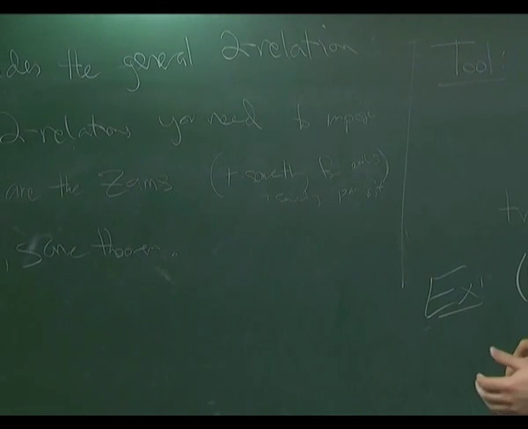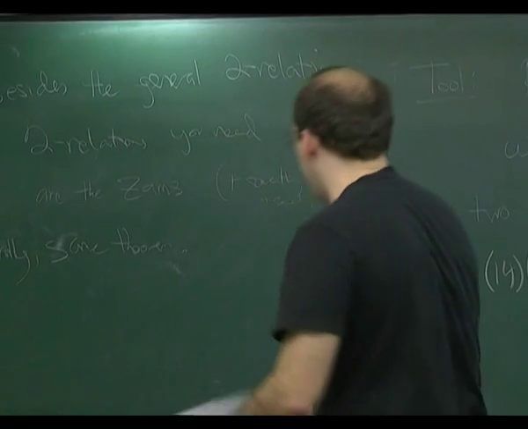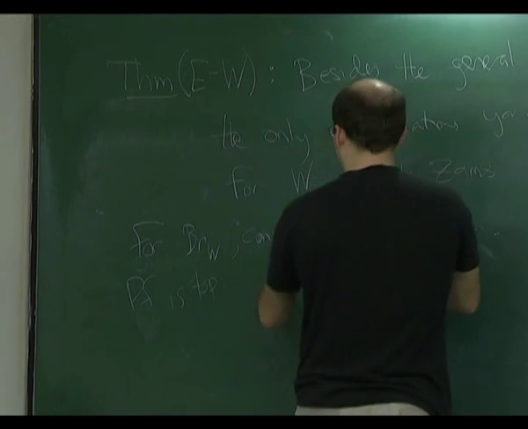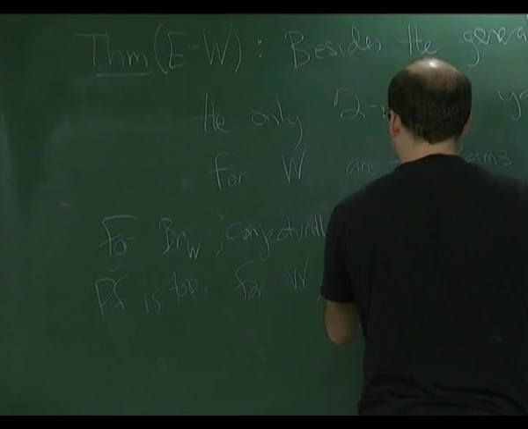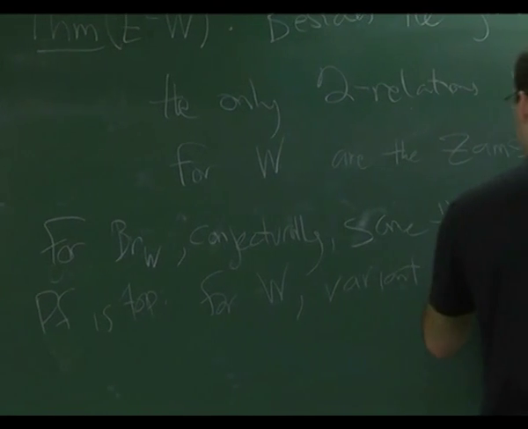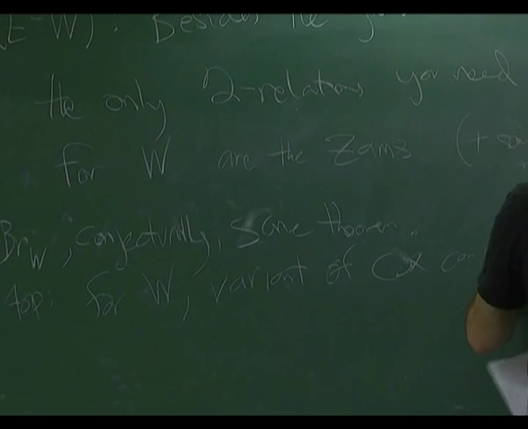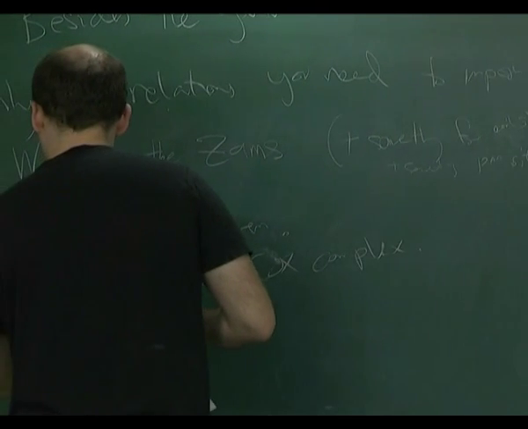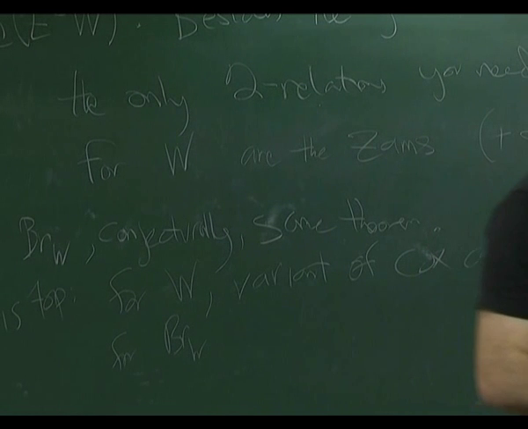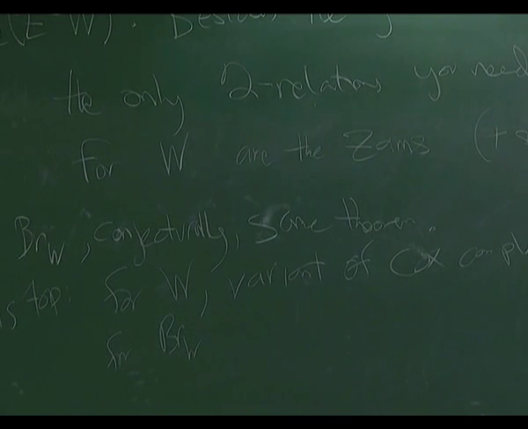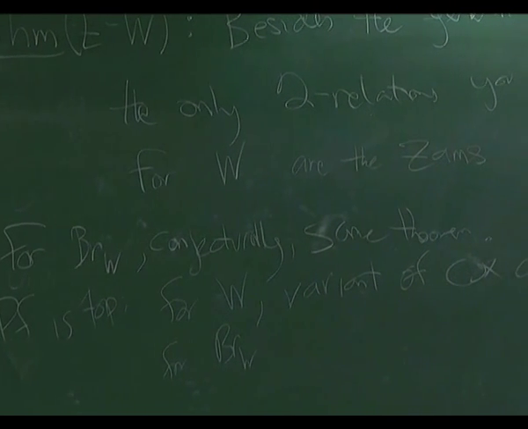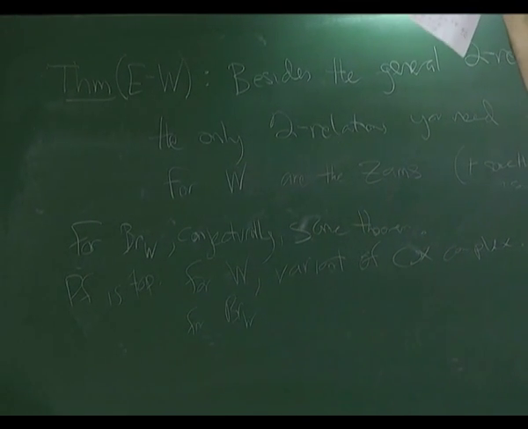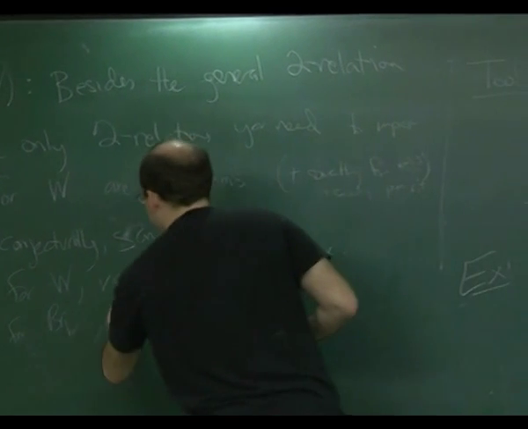A quick idea of the proof of this is topological. For W, there's something called the Coxeter complex, and we use a variant of it, a new variant that no one's really played with before. And for the Braid group, it's actually known what the corresponding cell complex is. It's called the Salvetti complex. The Salvetti complex is not just a three-dimensional cell complex, but goes all the way up to infinity.